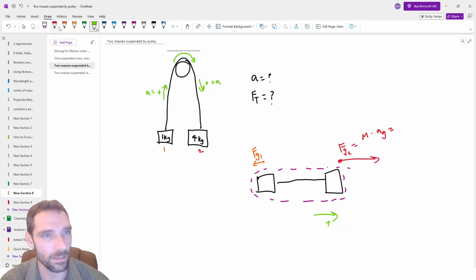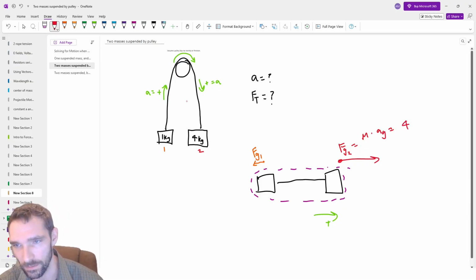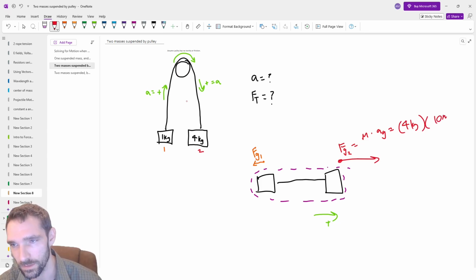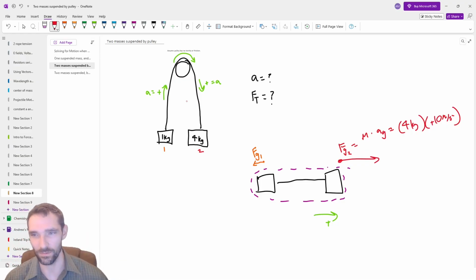So when we think about that force of gravity pulling on this object 2, which has 4 kilograms, you can think of that 4 kilograms times the acceleration of gravity. I'm just going to go with 10 meters per second squared. But in this case, it's going in that way. So we're going to keep it as a positive because the acceleration of gravity is pulling that downward in our picture, but to the right in our simplified diagram.